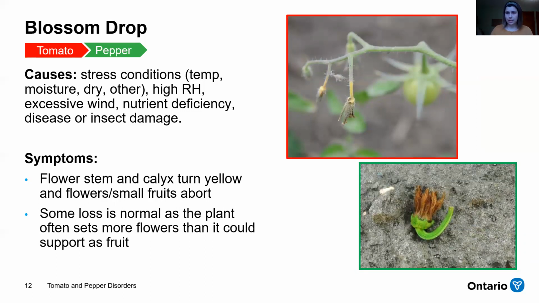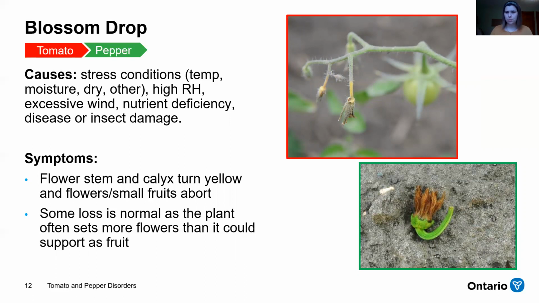What you will see in the field is flower stems and the calyx turning yellow. Blossoms or small fruit may stay on the plant for a period of time, as seen in the top picture, yellow and dried out tomato blossoms before aborting. In the bottom photo, we have a small pepper fruit that has aborted.